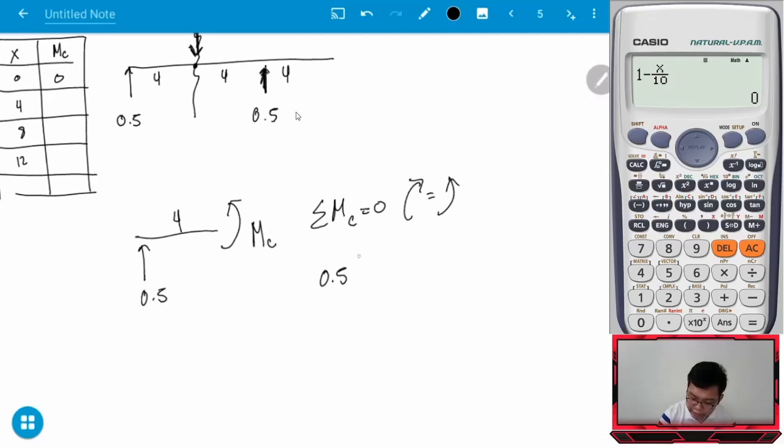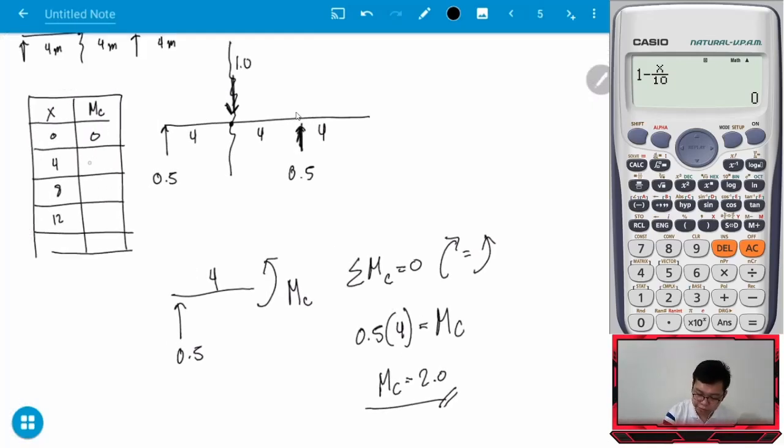0.5 times 4, tama ba? Clockwise. Tama? And then that must be equal to MC. Now, with that, obviously, MC is equal to 2.0. Okay? MC is equal to 2.0. So, ilagay natin dito 2.0. Okay? Now, let's move on.